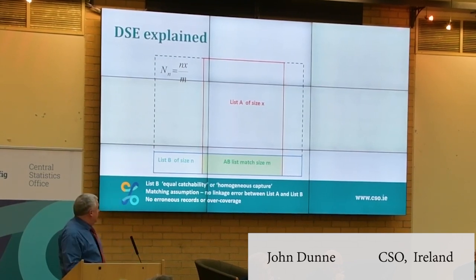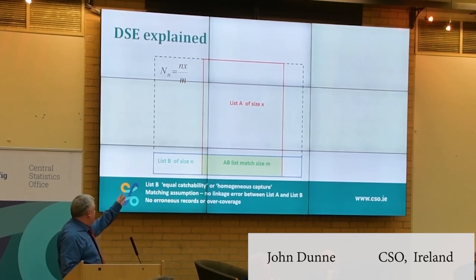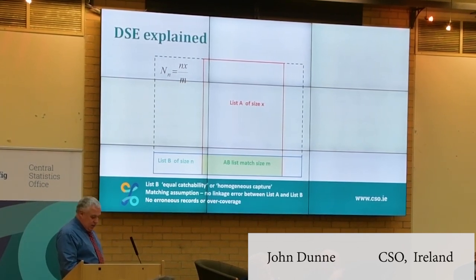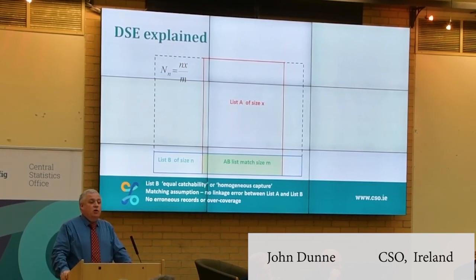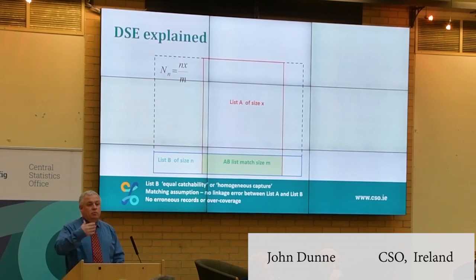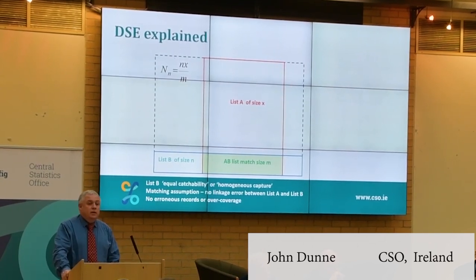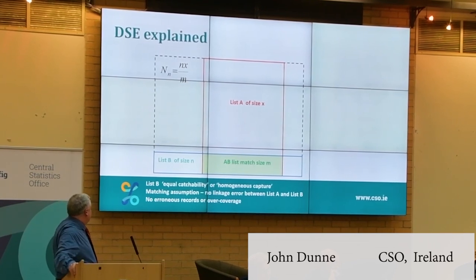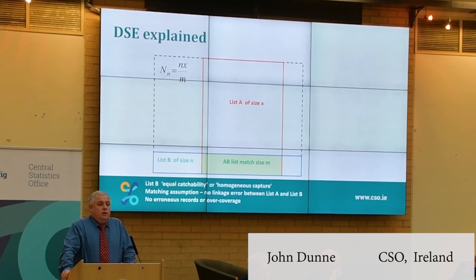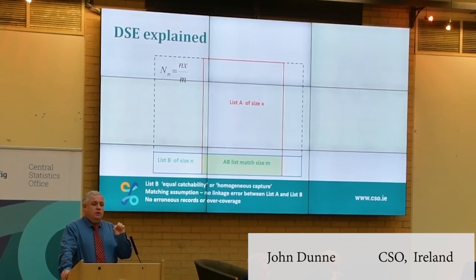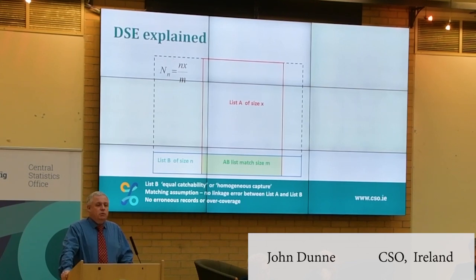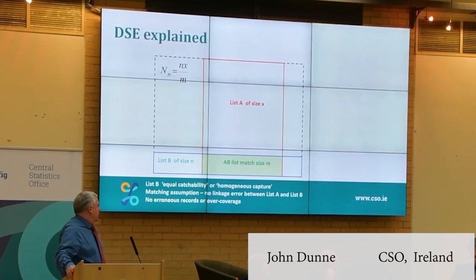So for example, if list B is of size 20 and the match is of size 16, then we would adjust X, which is the size of list A, by 20 over 16, or we'd adjust it upwards by 25%. It's like a simple ratio adjustment. However, there are a number of assumptions that must underpin this methodology. The first one is what we call equal catchability: list B needs to satisfy the criterion that every person in the population has an equal probability of being caught in that list.